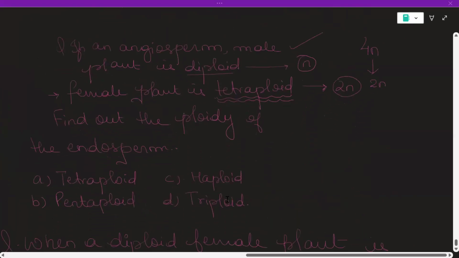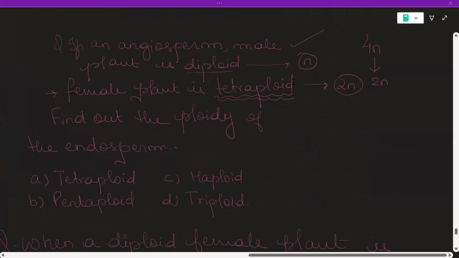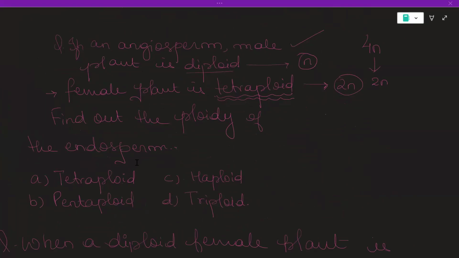So if an angiosperm male plant is diploid, female plant is triploid. Sorry, tetraploid. Find out the ploidy of the endosperm. What would be the ploidy of the endosperm? Pentaploid. Why pentaploid?